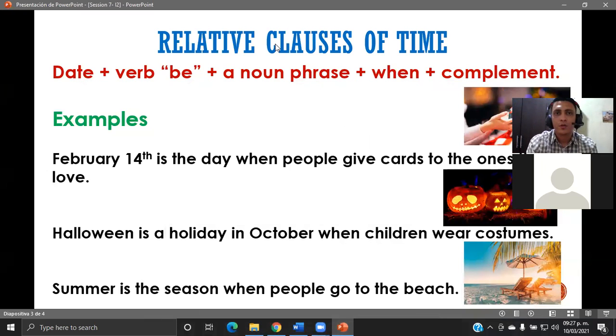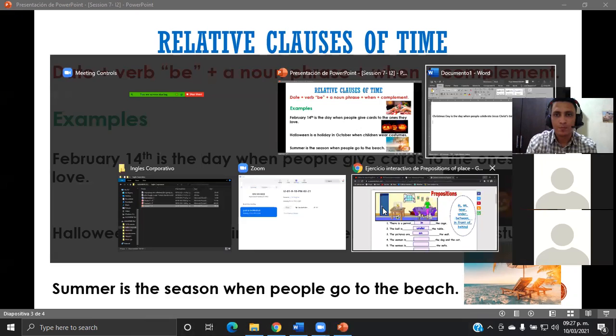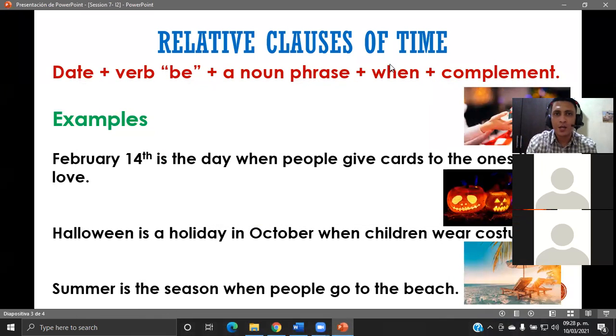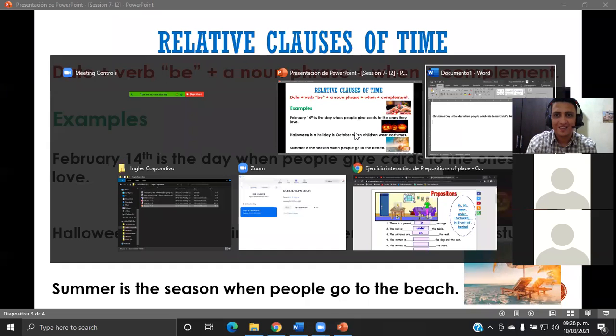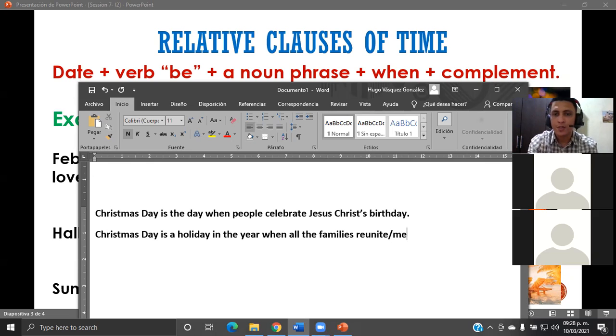Okay. Good, Roxanne, thank you. I have one. I don't know if Roxana is first, right? She already gave me one example. Okay. I have: Christmas Day is a holiday in the year when all the family reunit. Okay. Very good. Christmas Day is a holiday in the year when all the family reunit. Okay, you can say reunit or you can say meet. Exactly. Thank you.